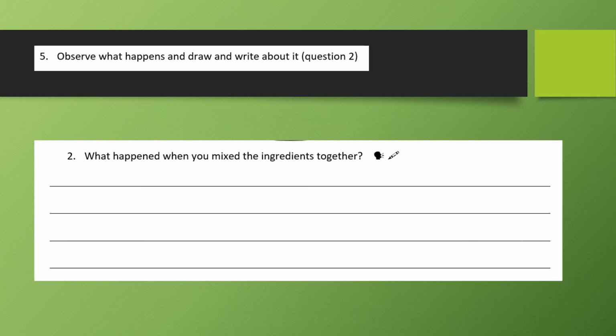Number 5, observe what happens and draw and write about it in question 2. So question 2 is, what happened when you mixed the ingredients together? This is the part where parents can scribe for the children. So when you mixed your ingredients together, what actually happened? If you want to draw a picture, you can use the back of the page, and the lines are there for your writing.